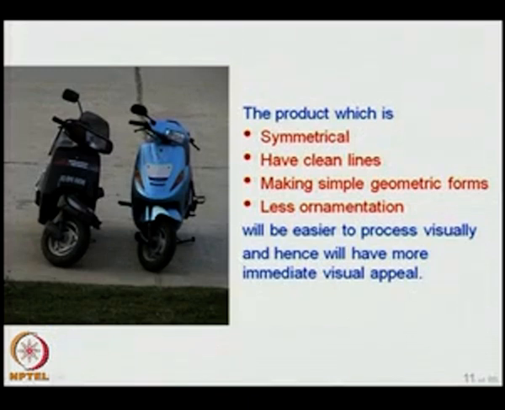Now, if we see these two scooters, and ask which one looks male and which one looks female, people can say this looks male type, this looks female type, because of this delicate look, ruggedness look and so on. The product which is symmetrical, has clean lines, simple geometric forms and less ornamentation will be easier to process visually and hence will have more immediate visual appeal.